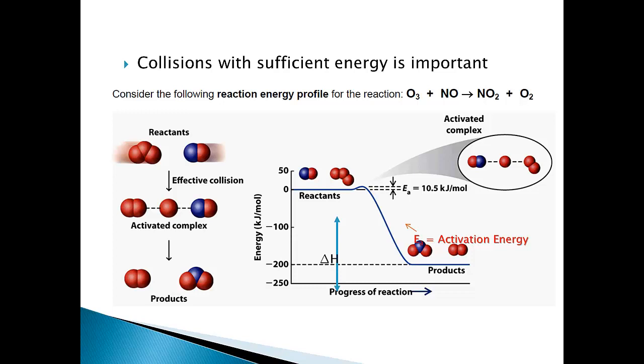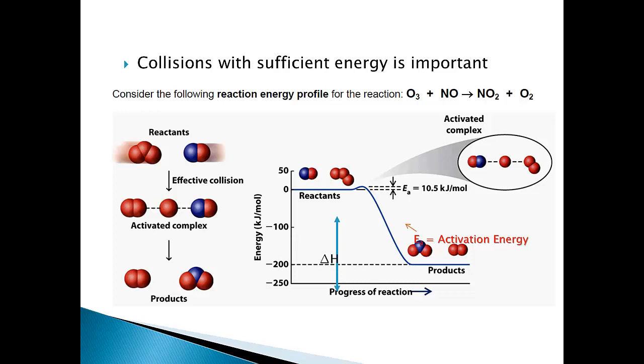Now, you can think of the activated complex as being a little bit like a reaction intermediate, where it's only transient in nature. It's not particularly stable, but it's the complex that needs to form in order for the reaction to proceed. And in order for this complex to form, we need a sufficient collision. You can see here the activation energy is given by EA. So the symbol here is EA, activation energy. And in this example, 10.5 kilojoules per mole of energy is required for this reaction to proceed.